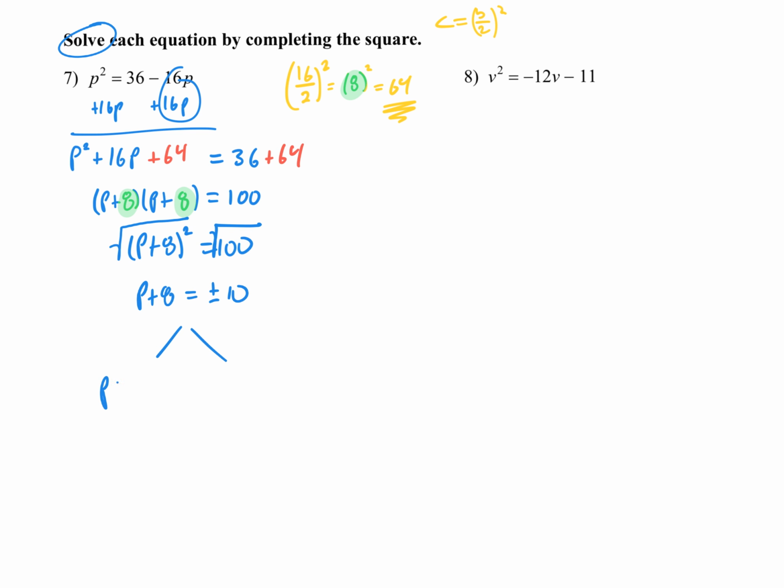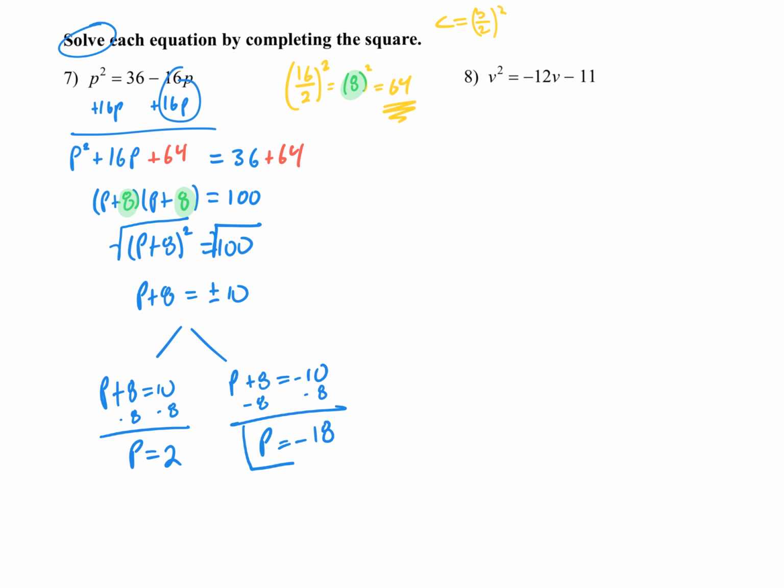Split this up. P plus 8 is equal to 10, or p plus 8 is equal to negative 10. Whenever I subtract 8 from both sides, p is equal to 2. Whenever I subtract 8 from both sides, p is equal to negative 18. So here are my two answers. Let's try another one here. So I need to add 12 here.